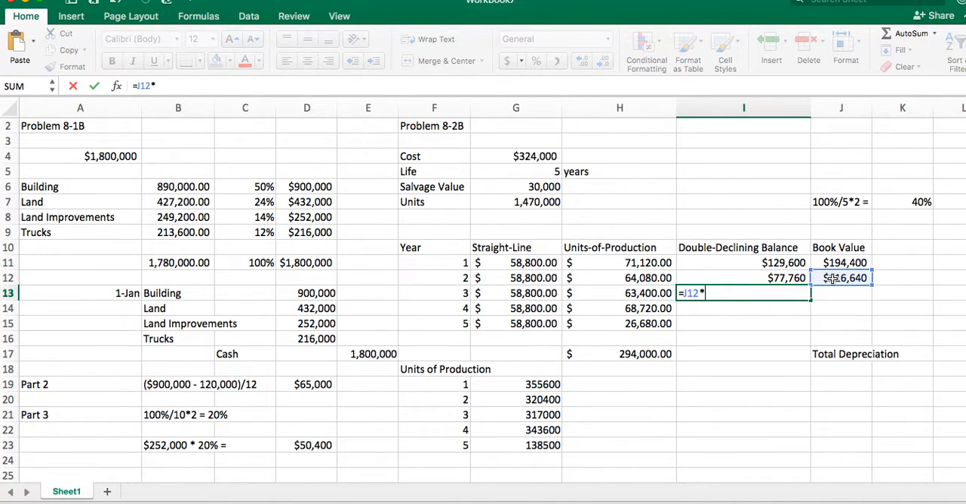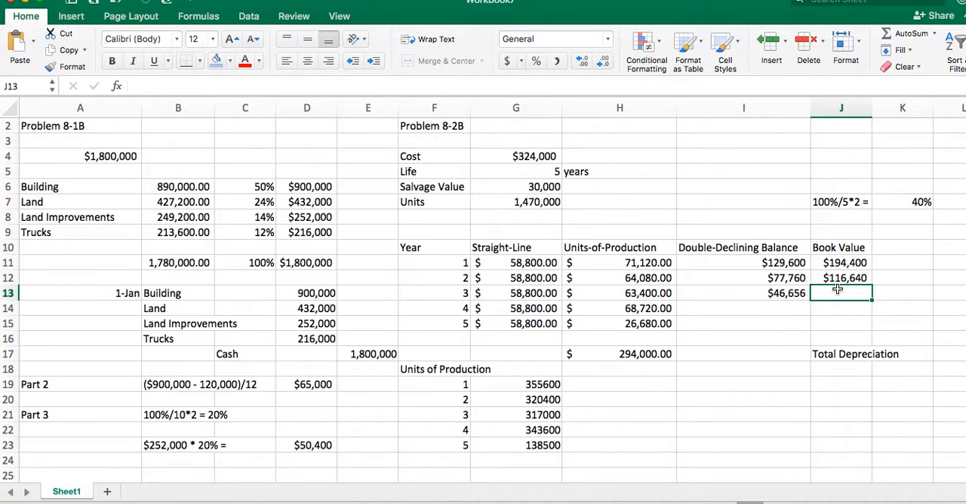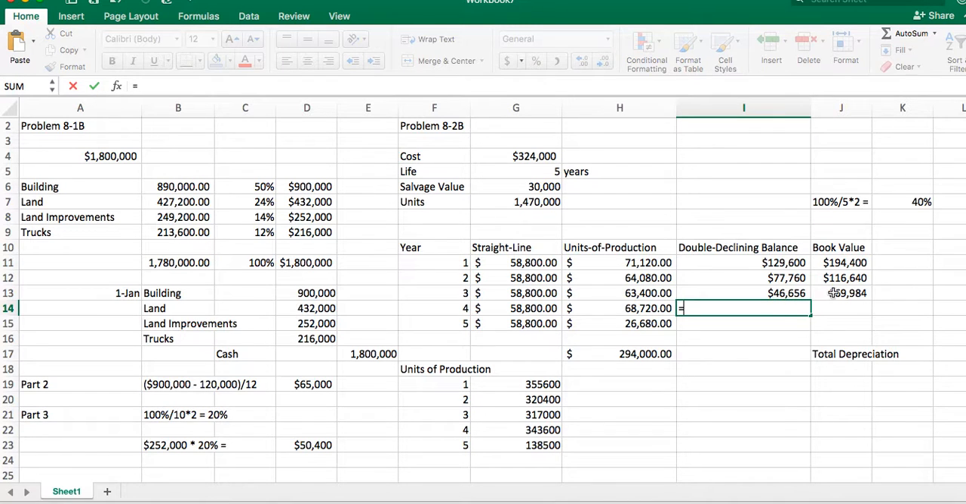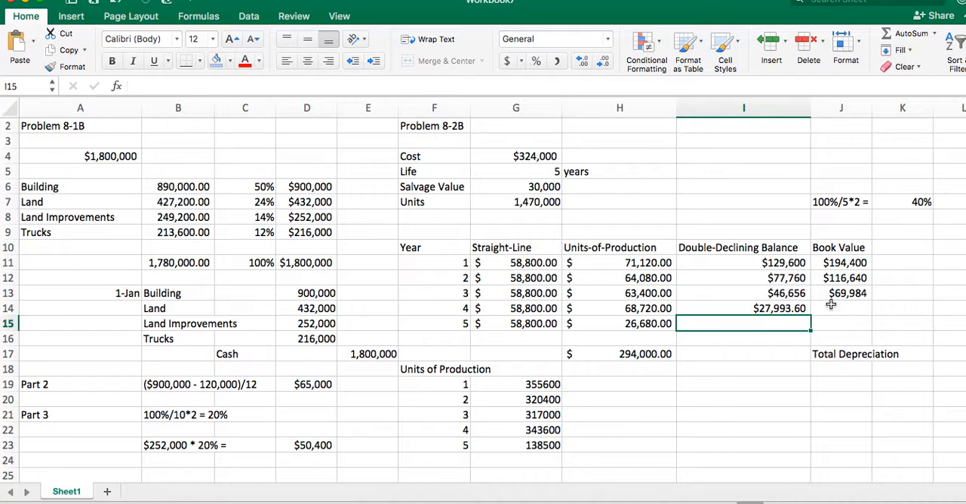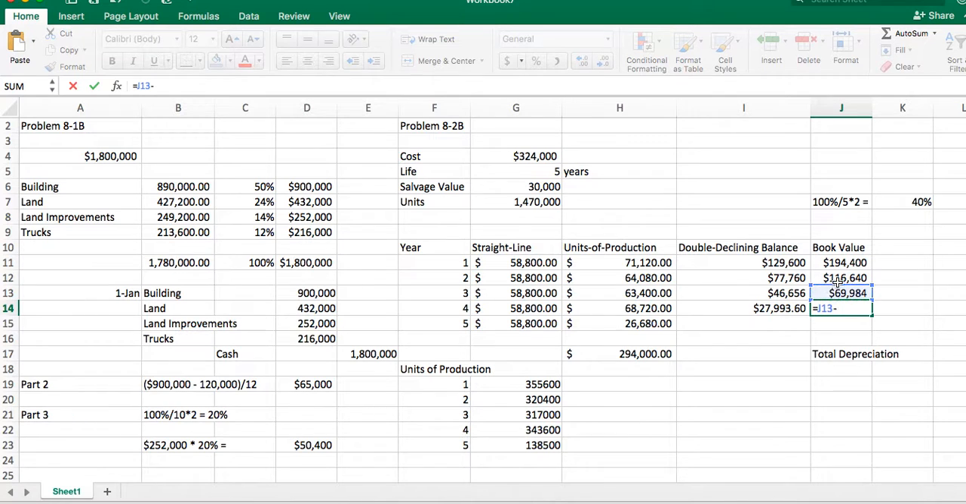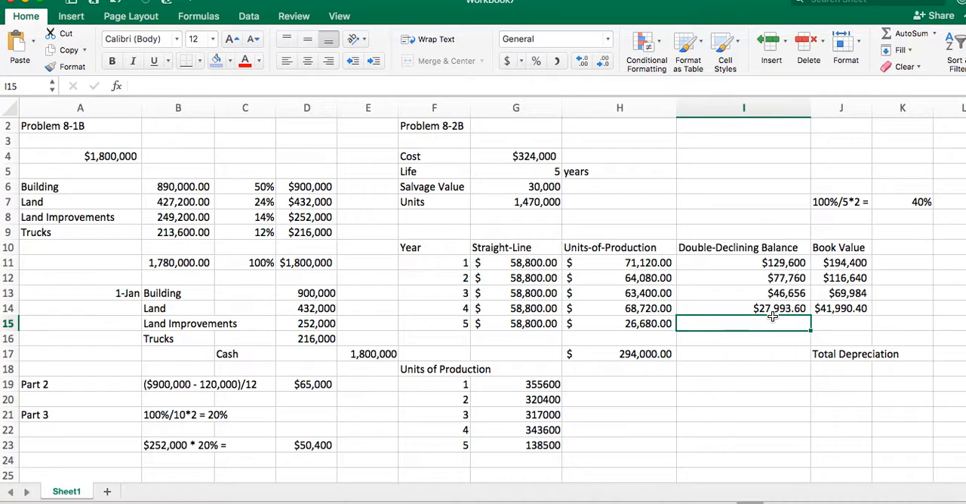And I could use cell references and fill down, but kind of want you to see how this works. So you see what I'm doing on the book value every year is I'm just simply subtracting the depreciation that we took the year before. And then I'm taking that book value times the rate of 40% to determine what the annual depreciation is. Now, again, you want to make sure that your book value doesn't go below the depreciation that you want to take.